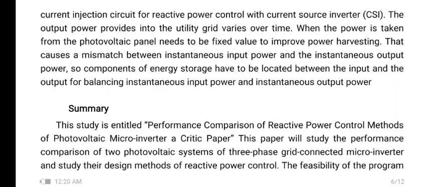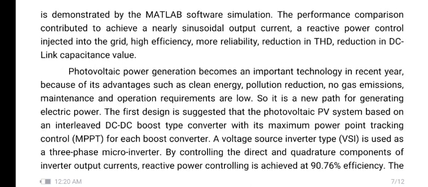Summary. This study, entitled Performance Comparison of Reactive Power Control Methods of Photovoltaic Microinverter, is a critique paper. This paper will study the performance comparison of two photovoltaic systems of three-phase grid-connected microinverter and study their design methods of reactive power control. The feasibility of the program is demonstrated by MATLAB software simulation. The performance comparison contributed to achieving a nearly sinusoidal output current, a reactive power control injected into the grid, high efficiency, more reliability, reduction in THD, and reduction in DC link capacitance value.